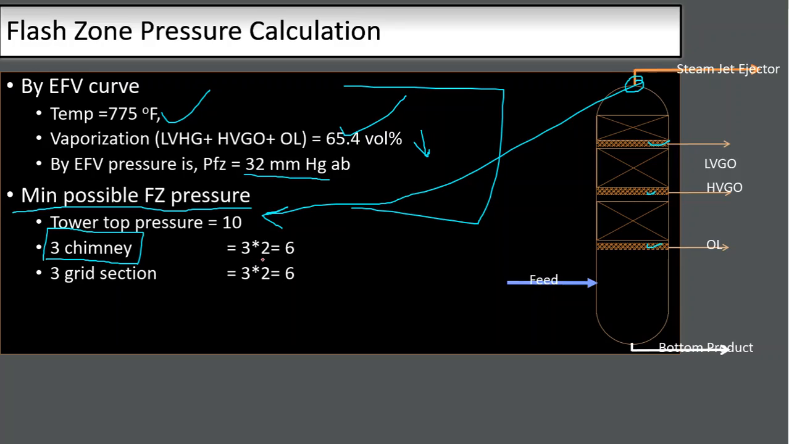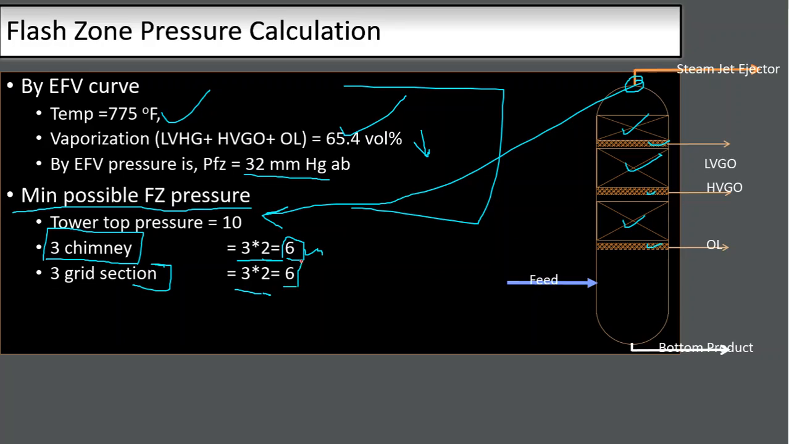So there are three chimney trays. For one tray there is a 2 mmHg pressure drop, so for three trays, 3 multiplied by 2 is equal to 6 mmHg. This is the 6 mmHg pressure drop because of the three chimney trays. Now come to the mass transfer sections. There are three mass transfer sections, also known as the grid sections, and for one mass transfer section there is a 2 mmHg pressure drop, so for three, 3 multiplied by 2 is equal to 6.